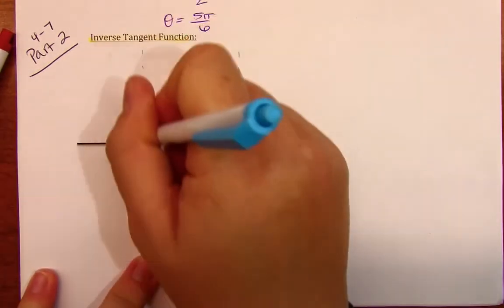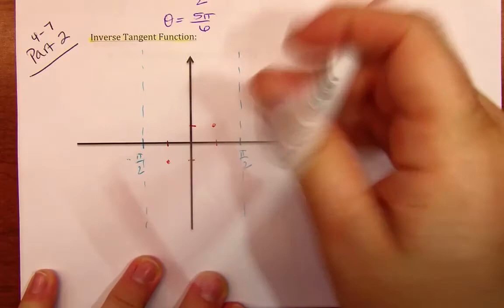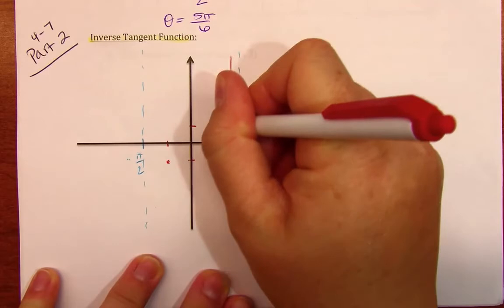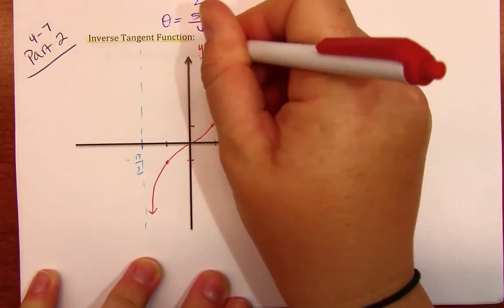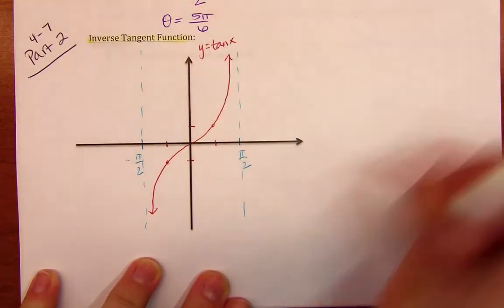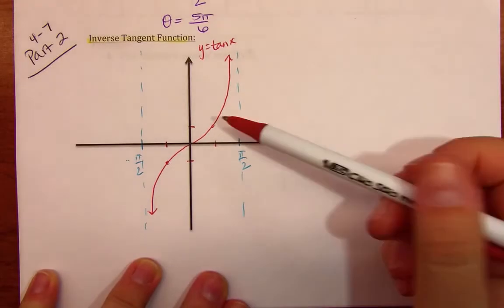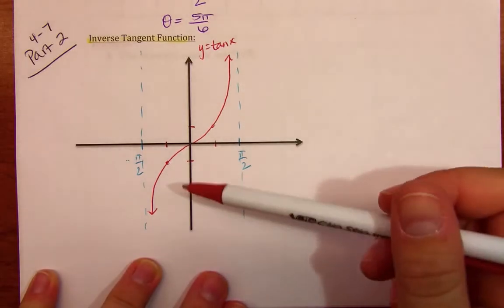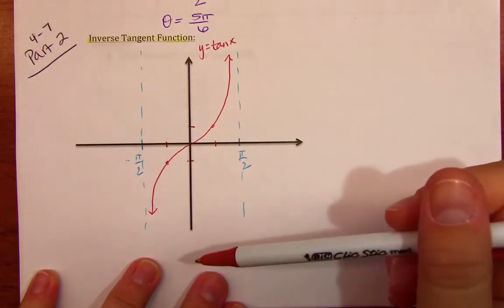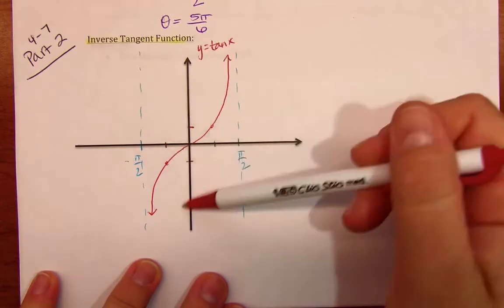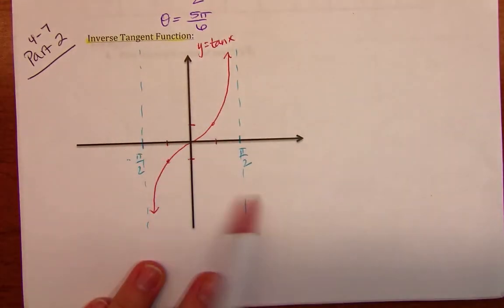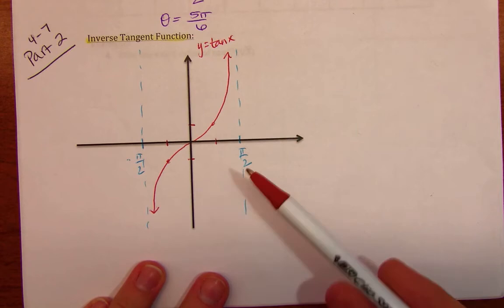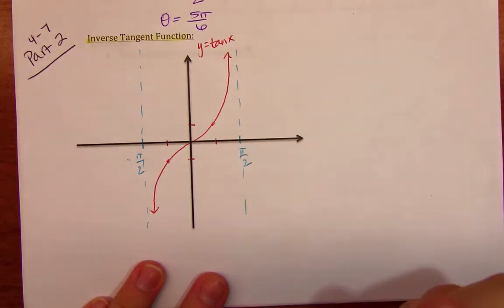This is a period of just pi, and this is what our tangent graph looks like. So this is y equals tangent of x. So it's a lot different than our sine and cosine graphs. One period of tangent passes the vertical line test, so tangent's a function, but it also passes the horizontal line test, so inverse tangent is a function on one period.